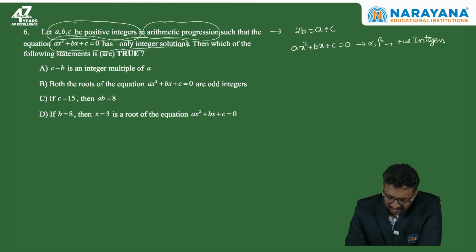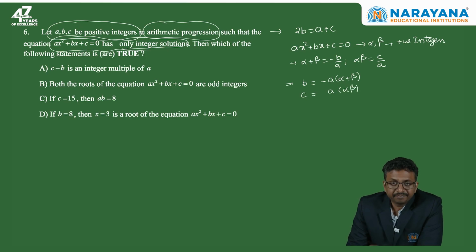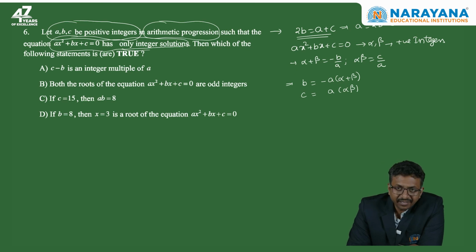Right? So let us try to go for alpha plus beta is equal to minus b by a, alpha beta is equal to c by a, right? So from this we can write b is equal to minus a times alpha plus beta, and c is equal to a times alpha beta. Now what is the connection between a, b, c? So you can say that a is equal to 2b minus c, right?